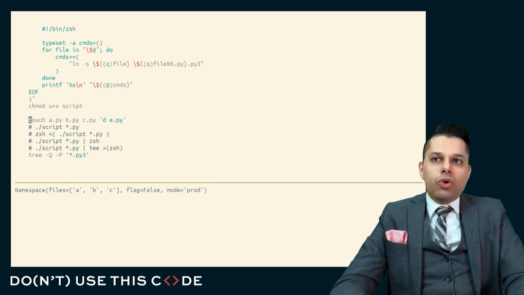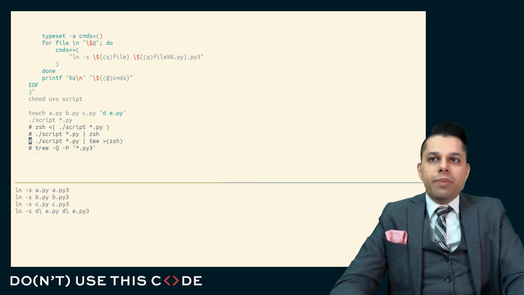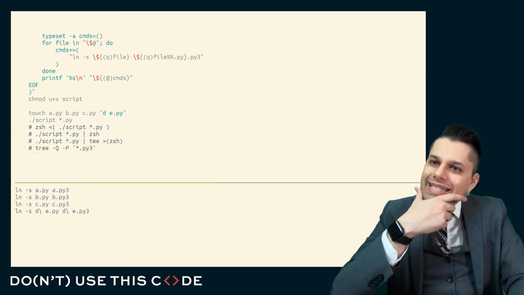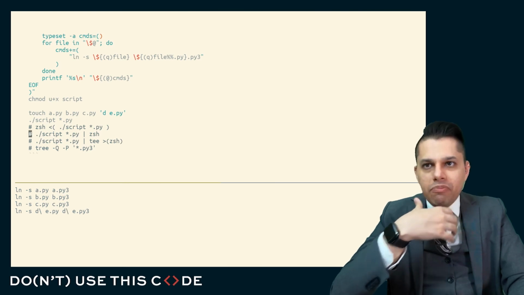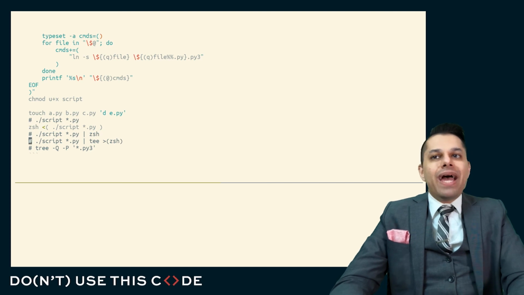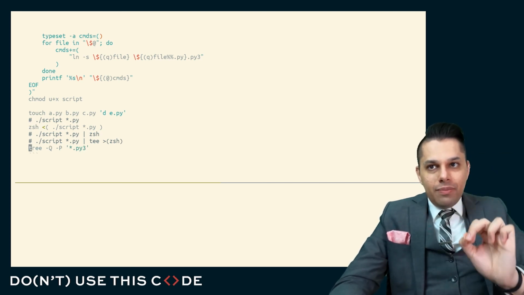So I start with these 4 files, and if I run my script, it didn't do any work. It just printed those commands to the screen. Are those the commands I really wanted to run? Okay, that looks good. And when I tell myself that looks good, then I can pipe that to my Z shell and actually run them. So I get a dry run mode for free.